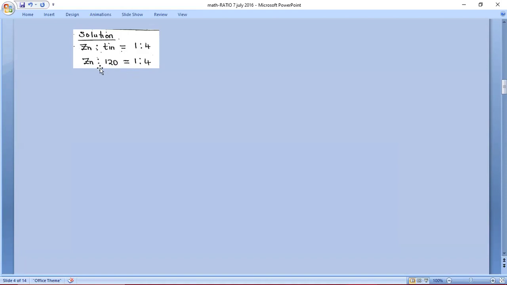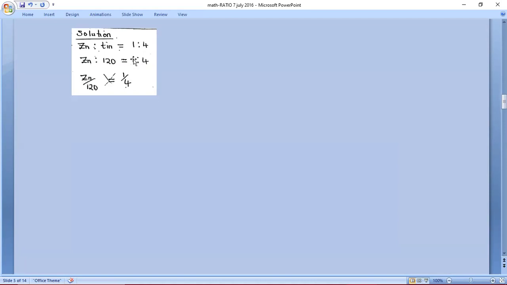Now 1 to 4 means the same as 1 over 4. Actually, a ratio is the same as dividing. You can think of it as dividing 1 to 4. So 1 over 4. The colon means over. So 1 over 4, same thing, zinc to 120 is the same thing as zinc over 120.